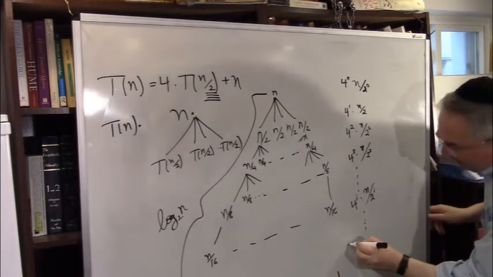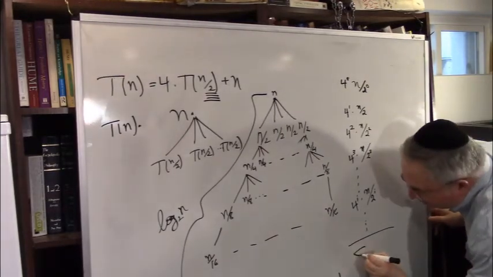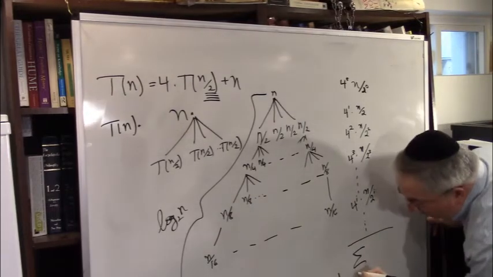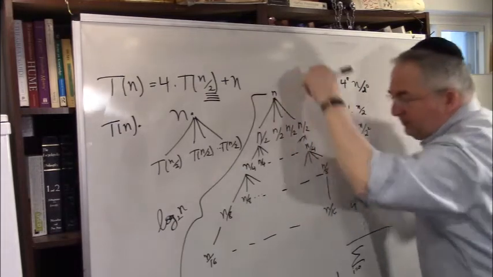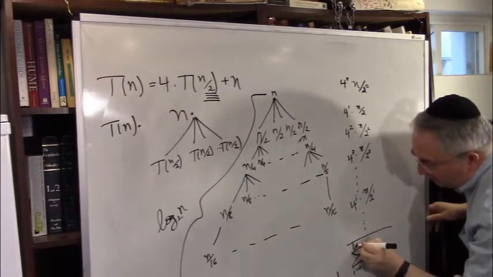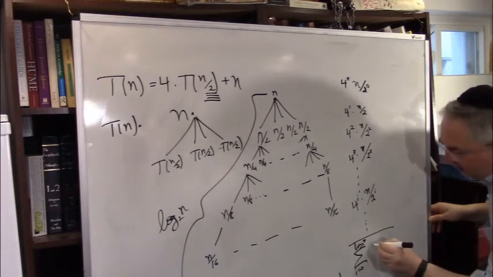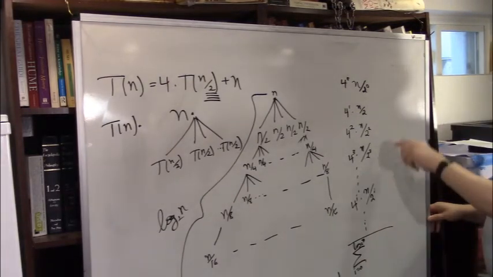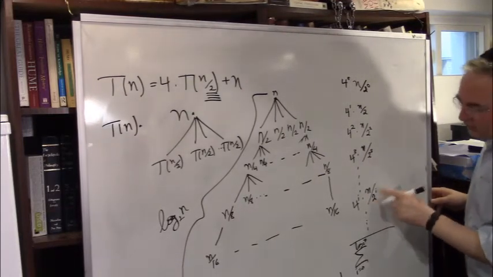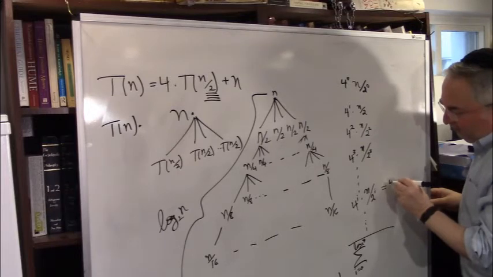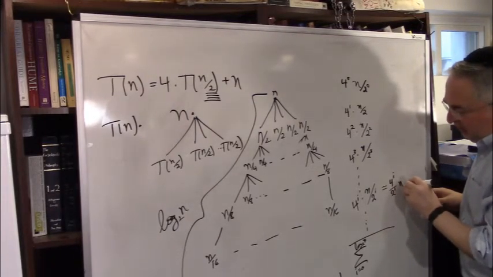Okay, great. Now what we do is we add them all up. So let's add them all up. The sum, i equals 0 till the height of the tree. What's the height of the tree? Log base 2 of n. And each one is going to be, let's fix this beforehand. What's 4 to the i divided by 2 to the i? Well, that's going to be 4 to the i divided by 2 to the i times n.